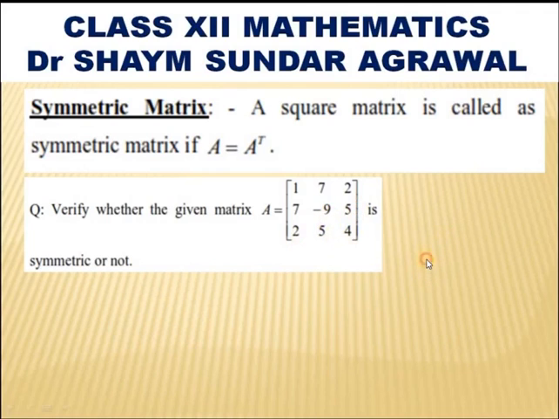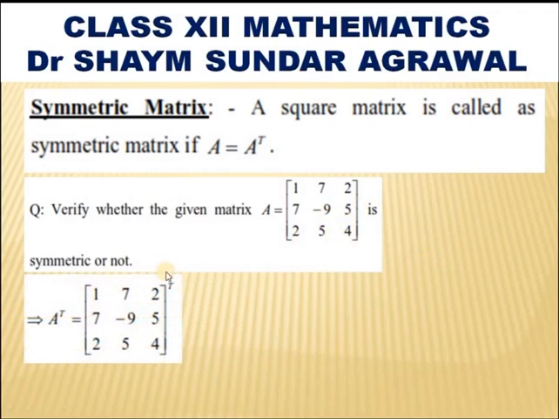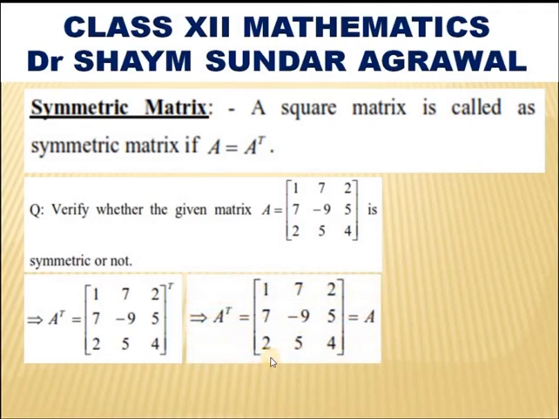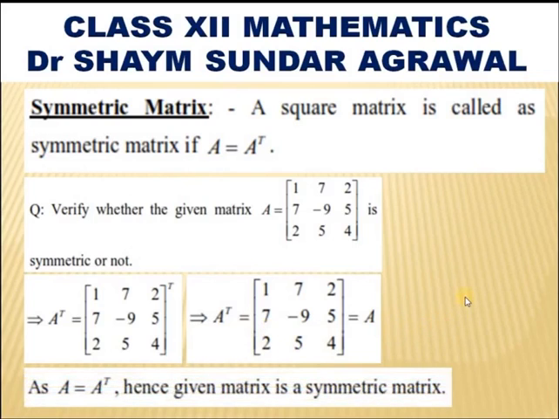Let us find out its transpose. A transpose is the transpose of the matrix. So the first row 1 7 2 changes to the first column, the second row 7 minus 9 5 changes to the second column, and similarly the third row 2 5 4 changes to the third column. But that is the same as our matrix A. So here in this given example, A transpose equals A. So as per the definition, the given matrix A is a symmetric matrix.